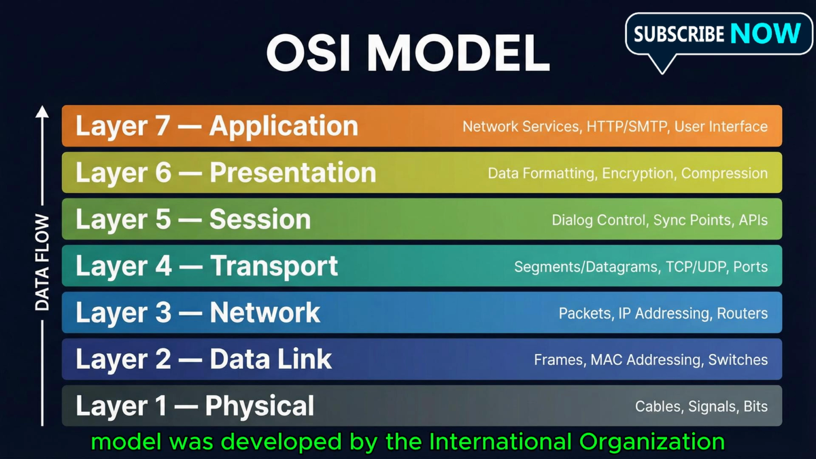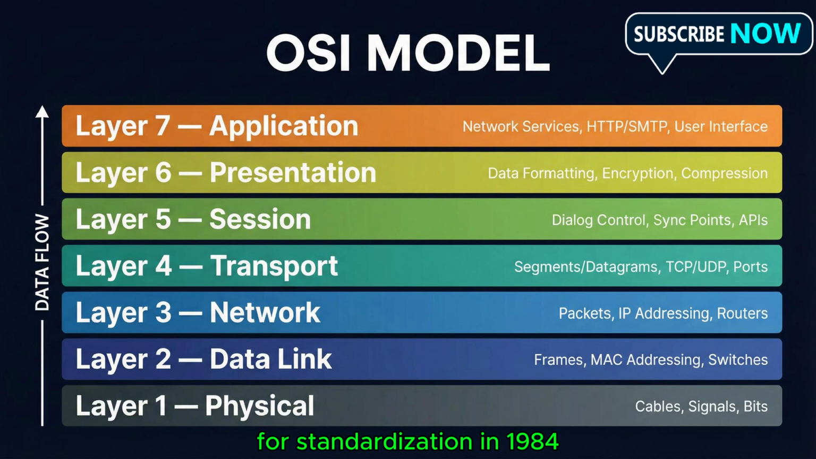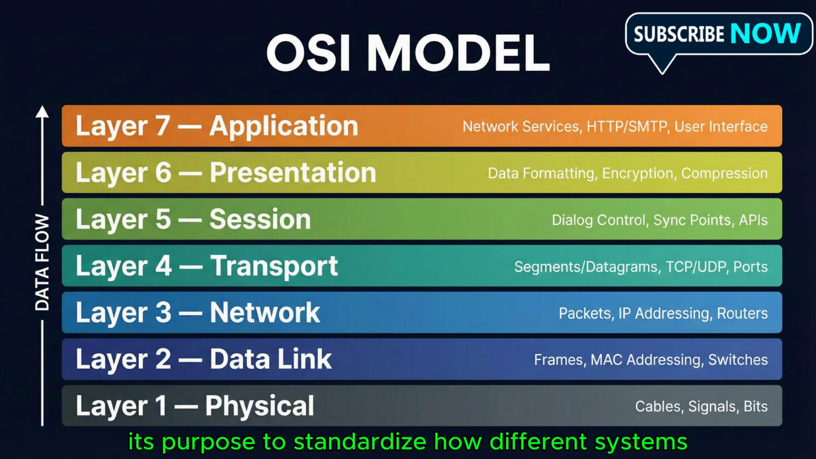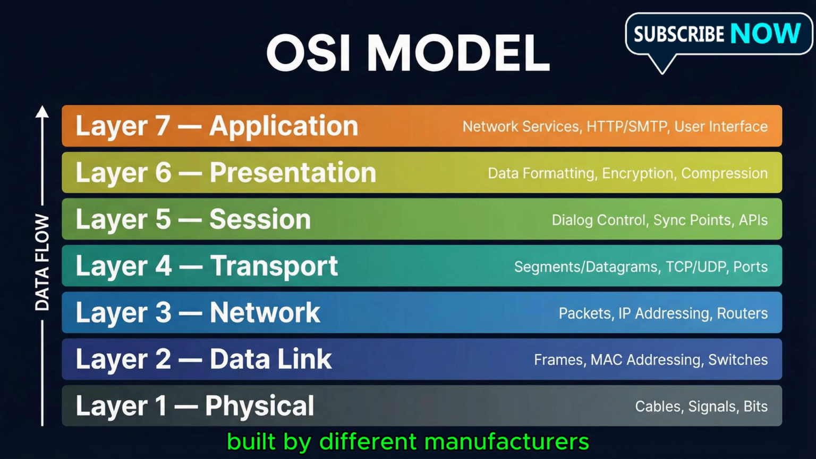The OSI model was developed by the International Organization for Standardization in 1984. Its purpose is to standardize how different systems built by different manufacturers can communicate with each other. Think of it as a blueprint.